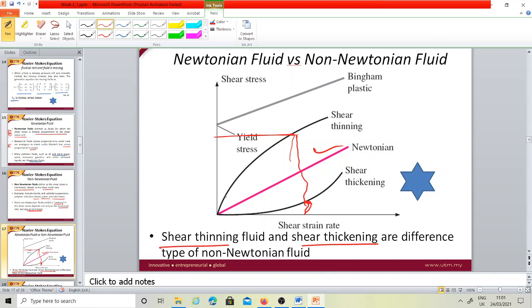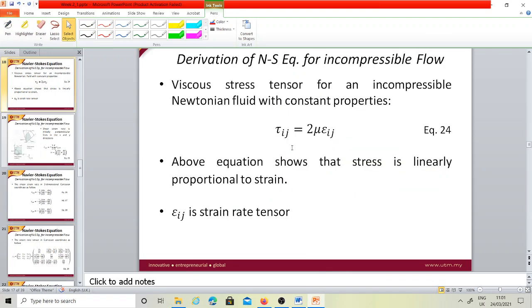Thickening means it's getting thicker, and thinning means it's lighter. So that's why we define them as lighter and thicker. We use these terms here. Okay, so this is just for your knowledge.